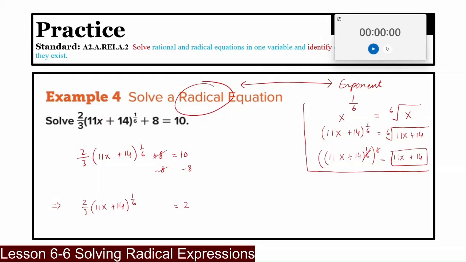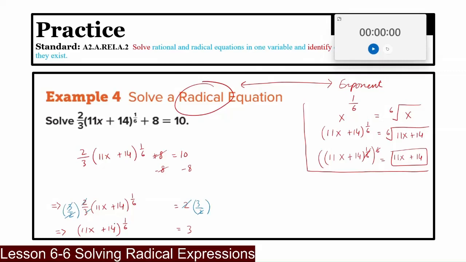I need to get rid of this 2/3, so I'm going to multiply both sides by 3/2. I'll multiply 3/2 here and 3/2 here. 3 cancels the 3, 2 cancels the 2, and here I actually see that 2 cancels the 2 here as well. So what am I left with now? I'm left with 11x plus 14 raised to 1/6 equals 3, because that's the only thing that's left over here.